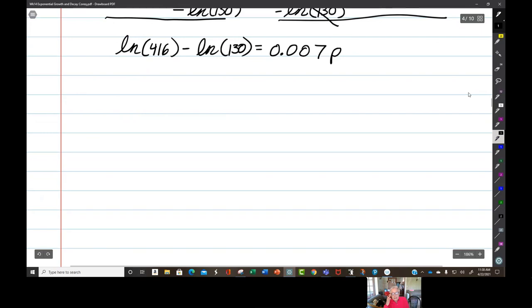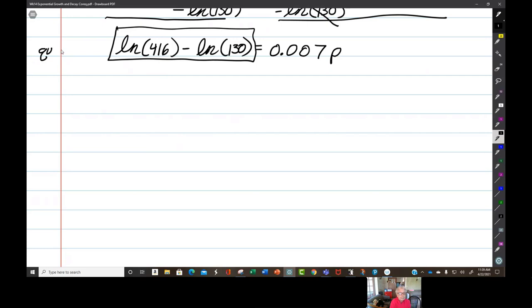My goal in life is to make life easier for me and for you. This will be much easier if we use the quotient rule of logarithms, where we can turn this into one logarithm by using the quotient rule. I'm doing that because it makes it easier to divide in the calculator and not make a mistake. I know from personal experience, the quotient rule, that's what we're going to do.